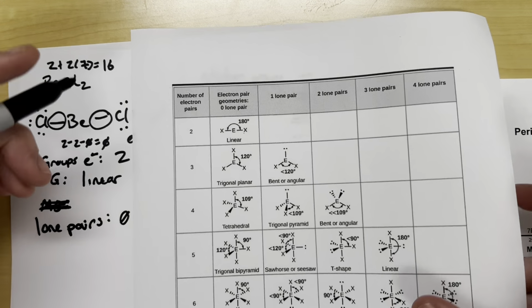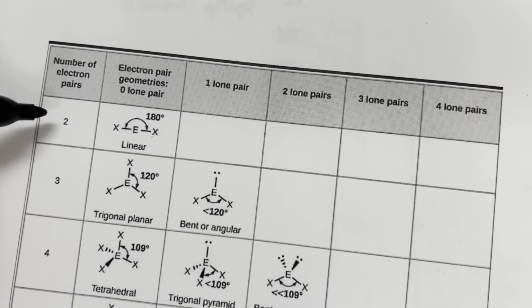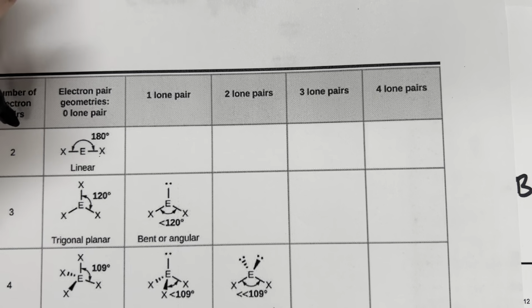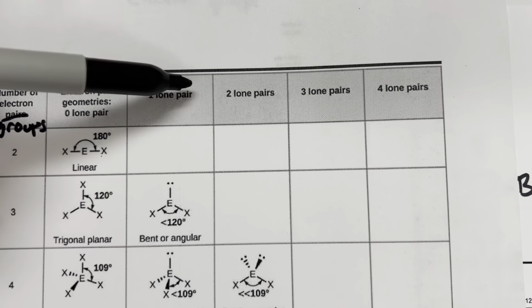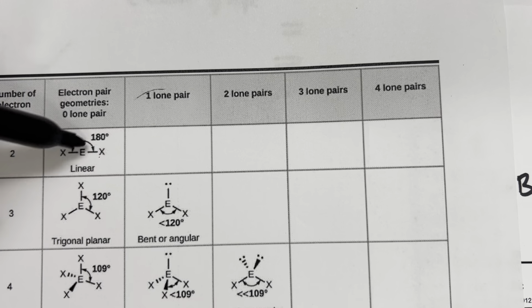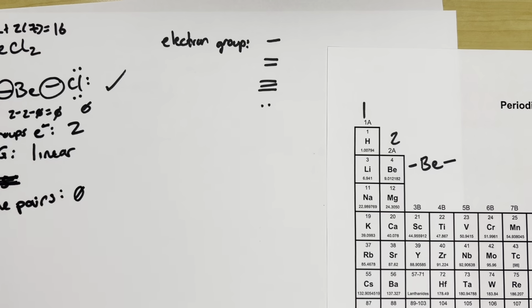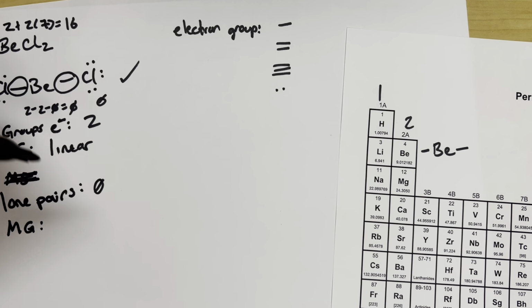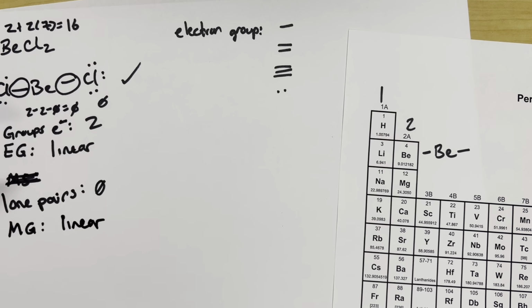Now I gave this to you in class, but you can see right here, we have 2 electron groups. And this is the number of lone pairs, so it's got 0 lone pairs, 2 electron groups, it has to be linear in 180 degrees. So its molecular geometry, aka its shape, is going to be linear as well. So anytime you have 0 lone pairs, the electron and molecular geometry will be exactly the same.